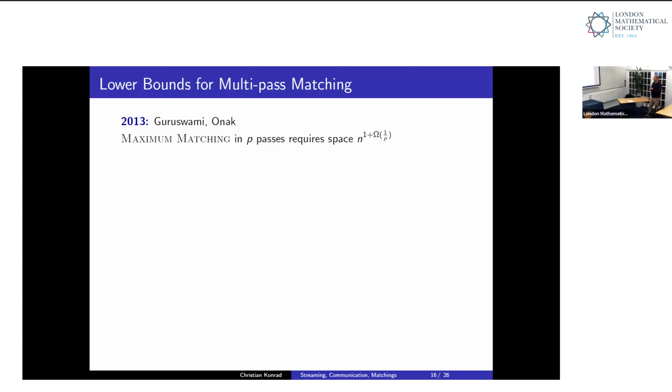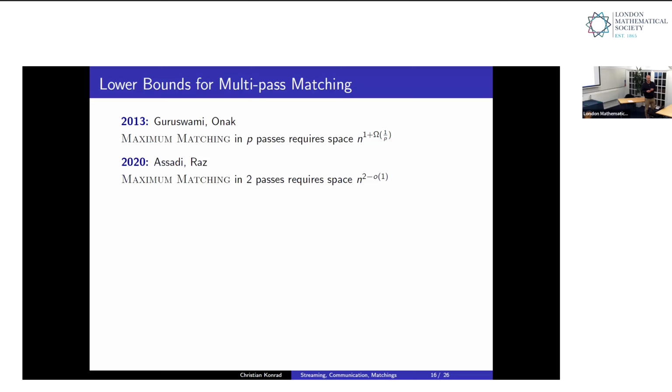And it turns out that the first lower bound was to say if you want the exact maximum matching, then the space is, in any case, n to the 1 plus 1/p, so it becomes less space the more passes we have in this setting. So this was the first result that came out. And then for a long time, nothing really happened.